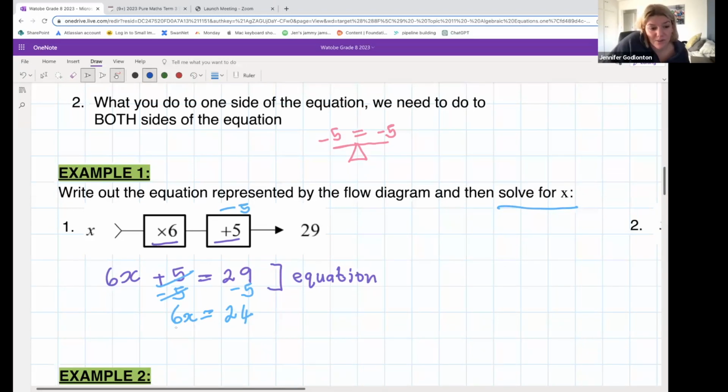What is the inverse of multiply? What do we need to do to both sides here to get x to be alone? We want x to be all alone. So what do we need to do to both sides? Yes, good. We need to divide both sides.